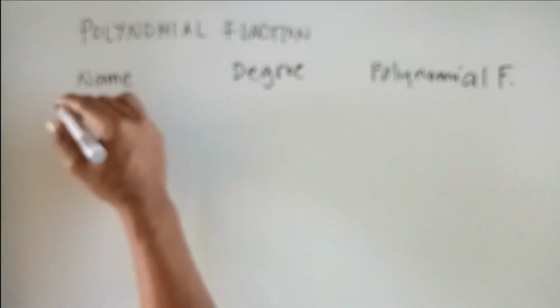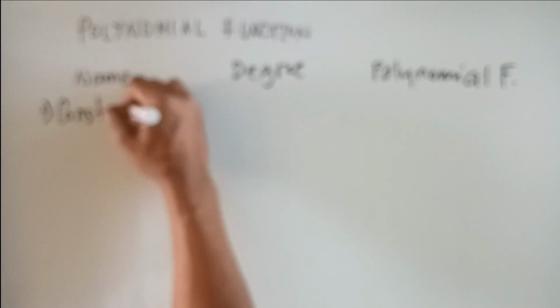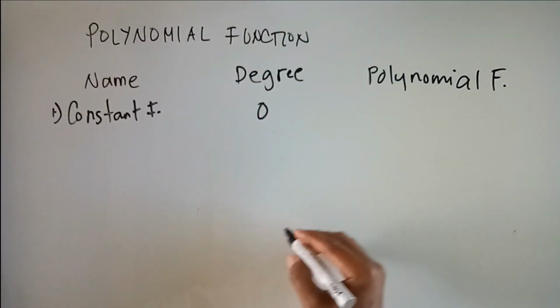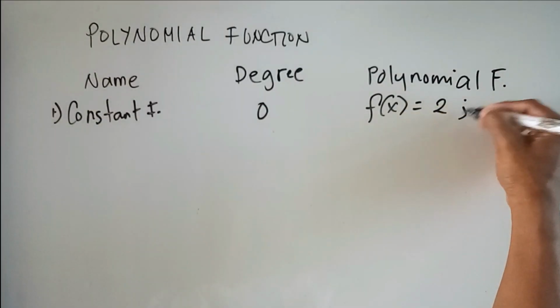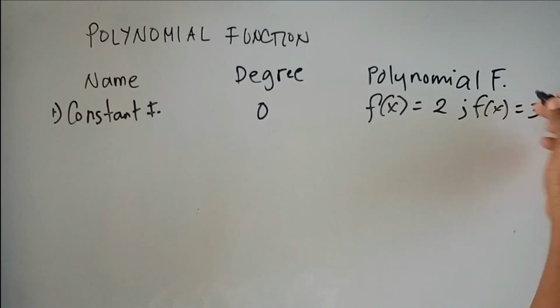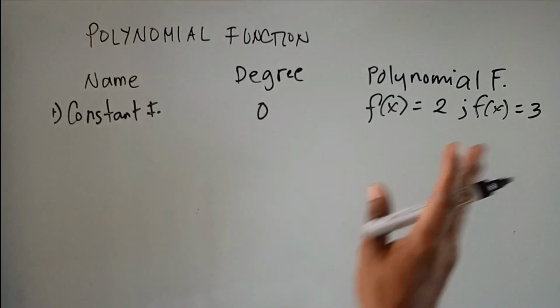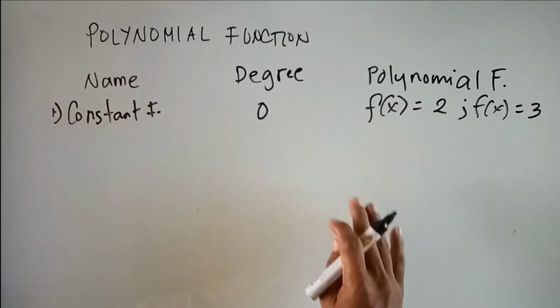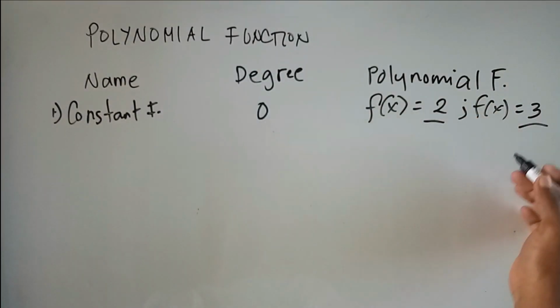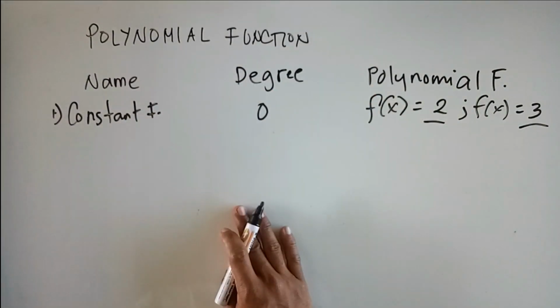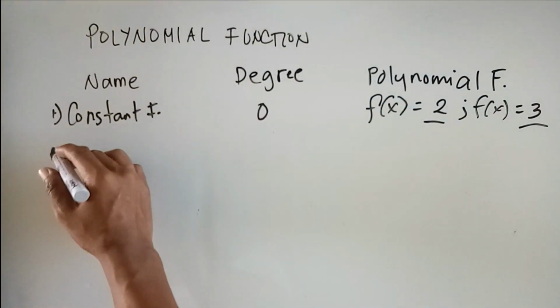The first function is what we call constant. That's a constant function, and the degree of that is 0. An example is f(x) = 2, or f(x) = 3, or any kind of number as long as there is no variable and it is totally a constant number. If you see functions like this, the degree, or the highest exponent, is 0. You have to remember that all the time.